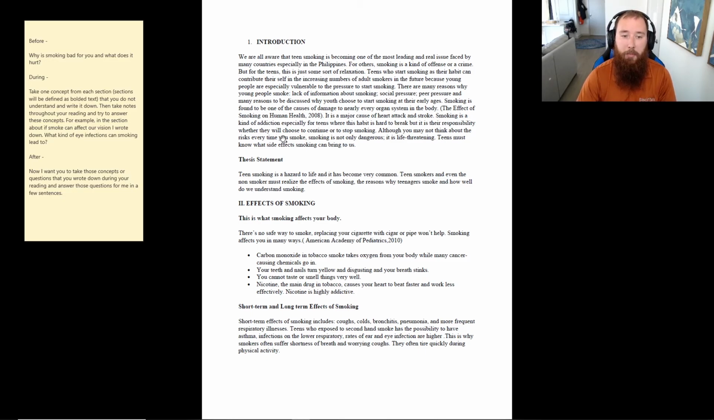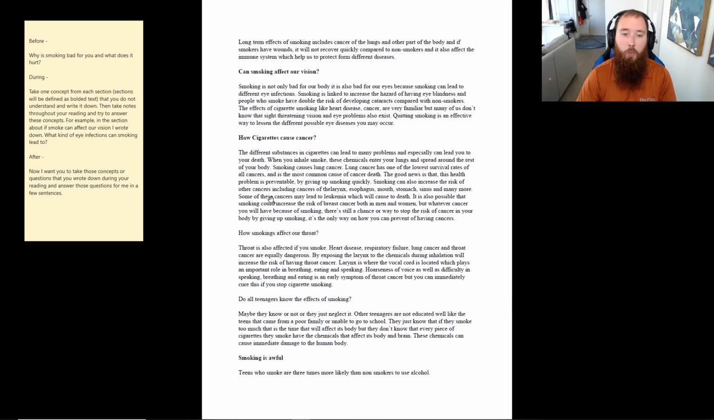Now what I'm going to do is break down, for example, one of these sections. So for our before assignment, I want you to take a few minutes before we read this, and I want you to talk to me about why is smoking bad for your health. What do you know about smoking? What do you know about how it affects your health? What do you know about the reasons, the causes, the things that can negatively affect, okay?